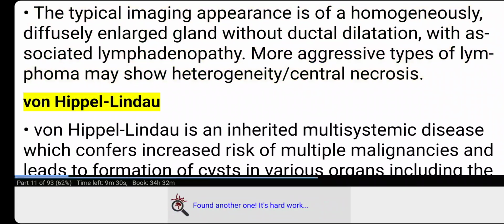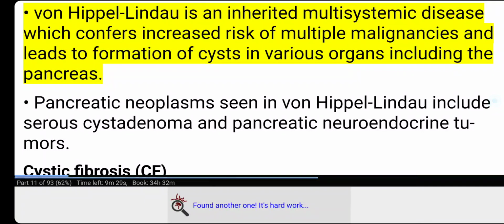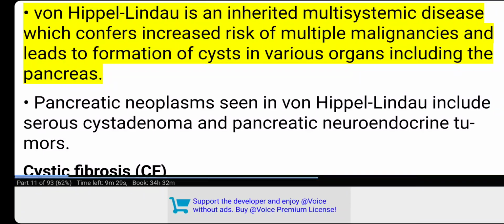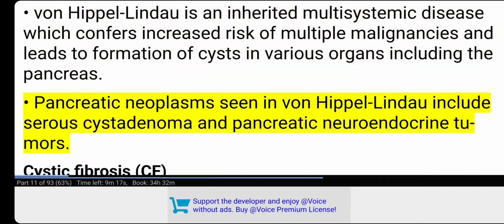Von Hippel-Lindau. Von Hippel-Lindau is an inherited multisystemic disease which confers increased risk of multiple malignancies and leads to formation of cysts in various organs including the pancreas. Pancreatic neoplasms seen in von Hippel-Lindau include serous cystadenoma and pancreatic neuroendocrine tumors.